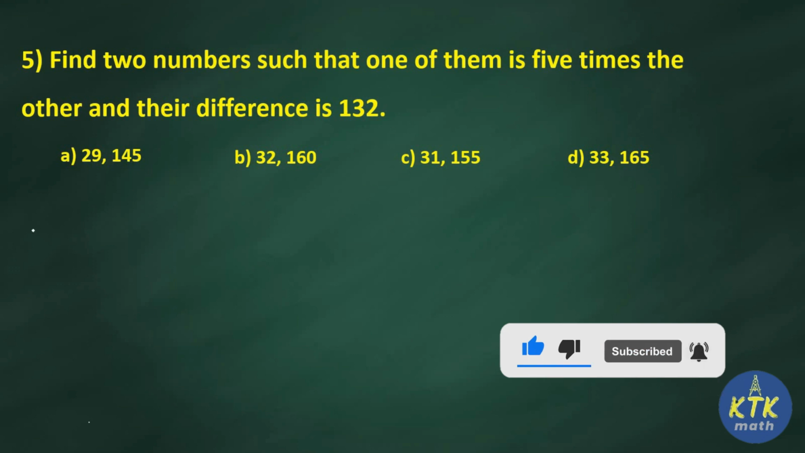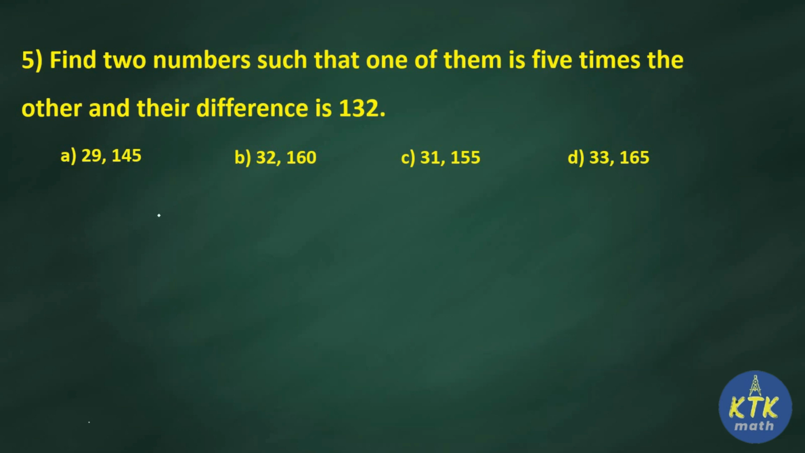But with the help of simple equations, if you need to do it, just as usual, assume the number as any variable. I am going to assume one number is x, then what about the other number? The other number is 5 times, they mentioned. So the first number is x, which means the other number will be 5x. Now what is the given condition? The difference is 132. I am going to subtract. So here you are going to write 5x minus x is equal to 132.